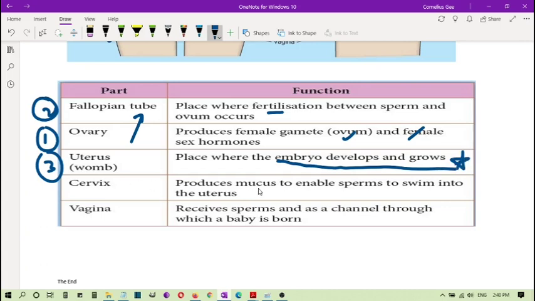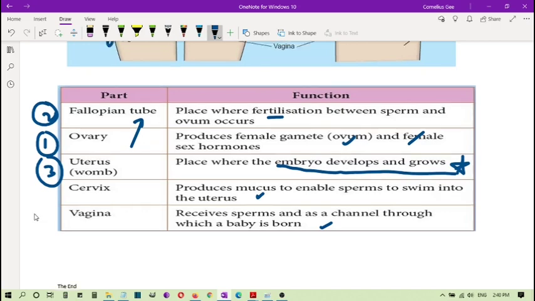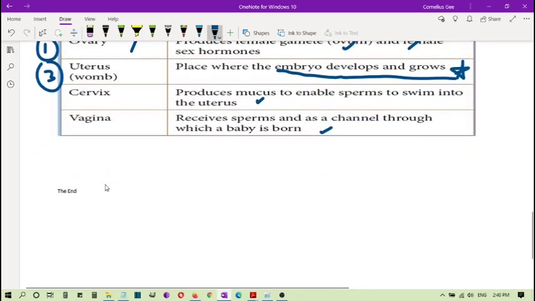The cervix also produces mucus to enable the sperm to swim into the uterus, and the vagina is where the sperm is received and a channel through which the baby is born. So that is the part of the female reproductive system. That's all.